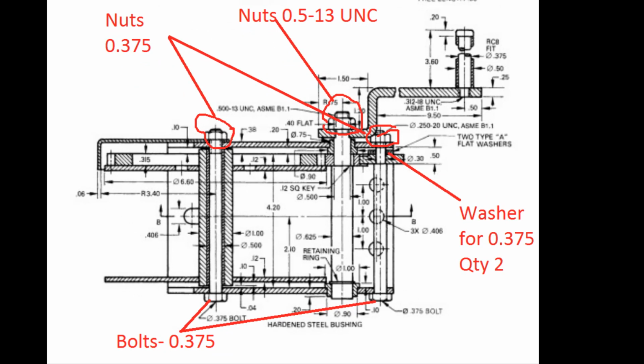Let's talk about our standard parts, which are mounted on our assembly. We have two bolts with 0.375 inches. We have two nuts with 0.375 inches. We have a nut which is 0.5-13 UNC. We have two washers, one K and one retaining ring.